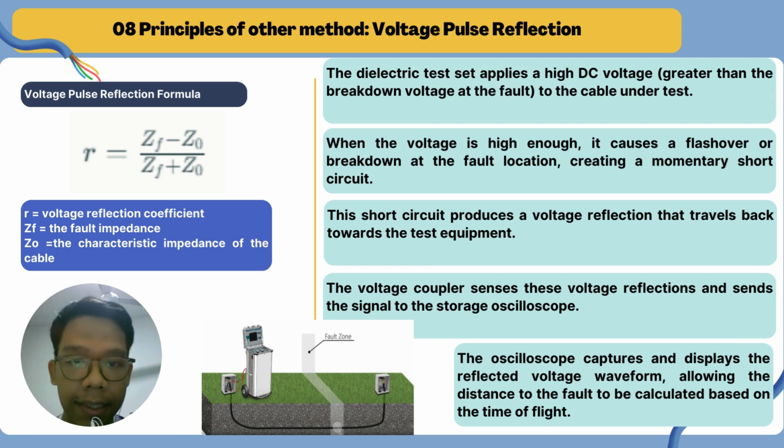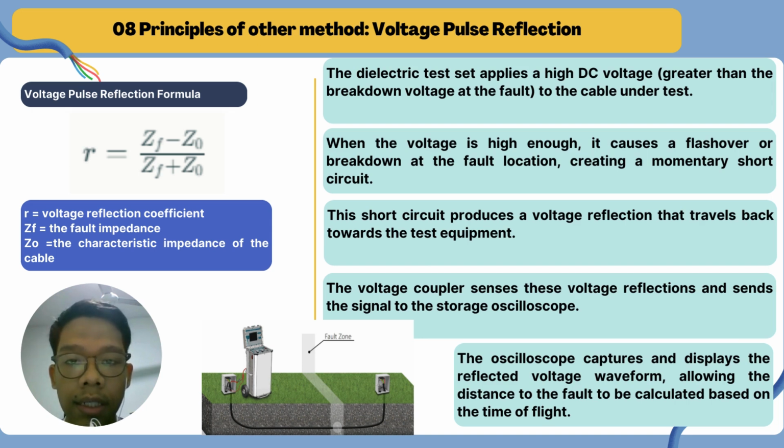First, the dielectric test set applies a high DC voltage, which is greater than the breakdown voltage at the fault, to the cable under test. Second, when the voltage is high enough, it causes a flashover or breakdown at the fault location, creating a momentary short circuit. So the short circuit produces a voltage reflection that travels back towards the test equipment. The voltage coupler senses these voltage reflections and sends the signal to the storage oscilloscope.